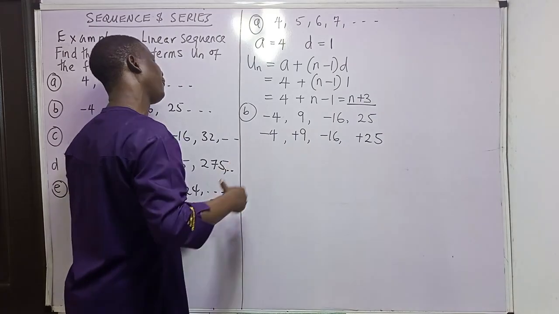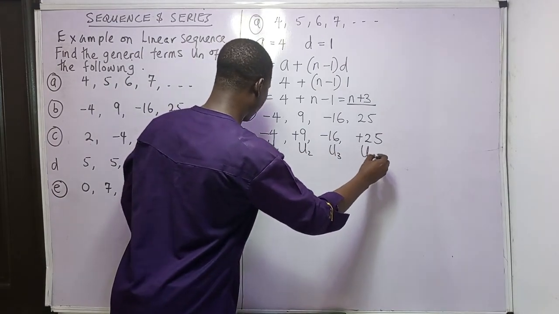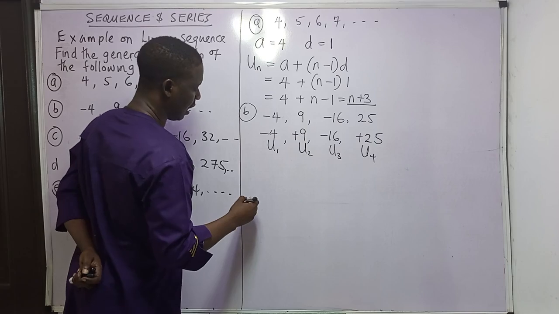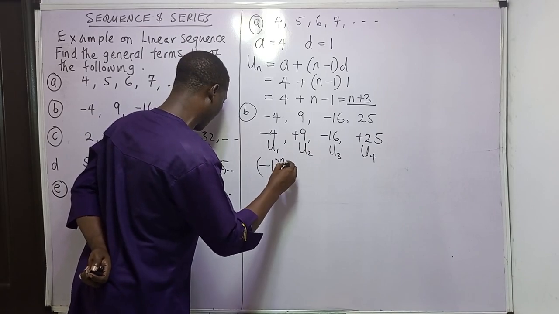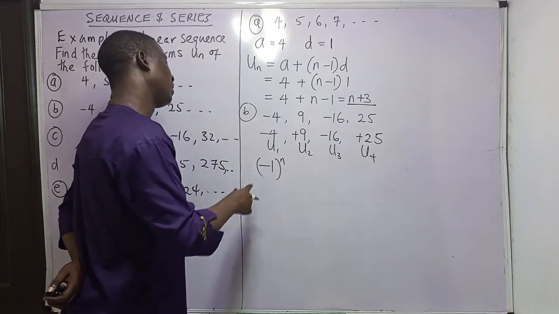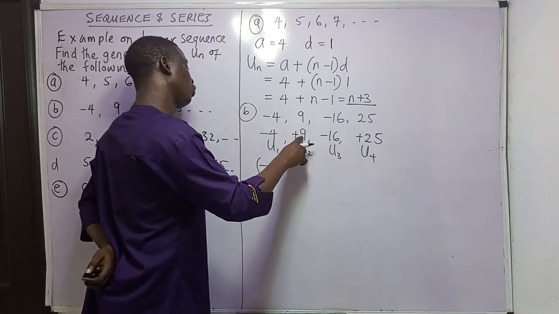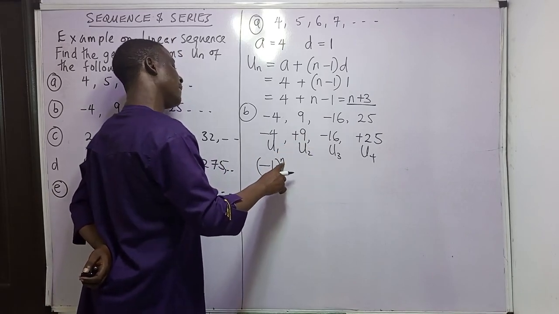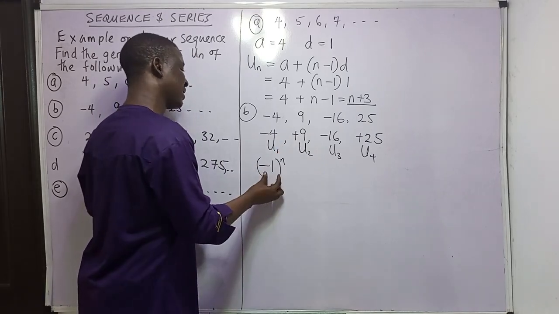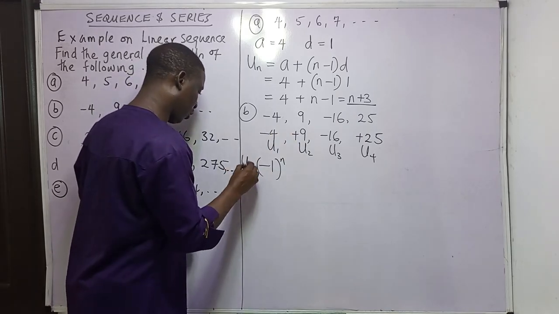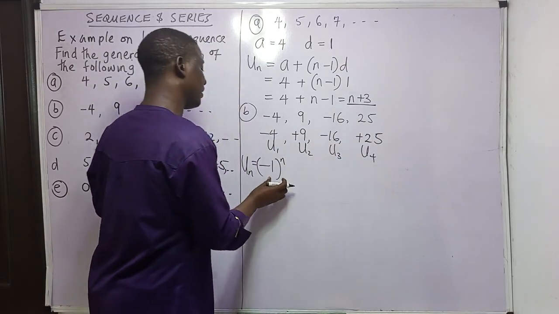Since the first term, U1, is starting with a negative sign, I told you in my previous videos that we are going to use (-1) all raised to n to represent that. So if you put 1 here, (-1) raised to 1 comes out negative. If you put 2 for the second term, (-1) raised to 2 gives us positive. So this one is to take care of the sign. Minus and plus have been taken care of.